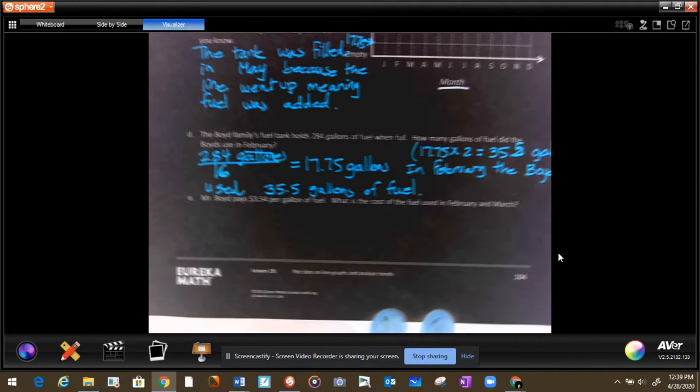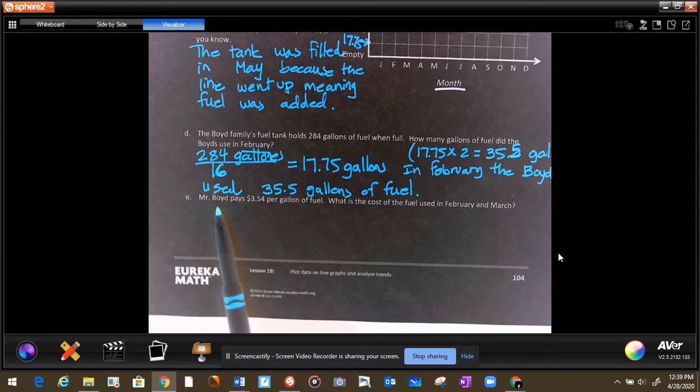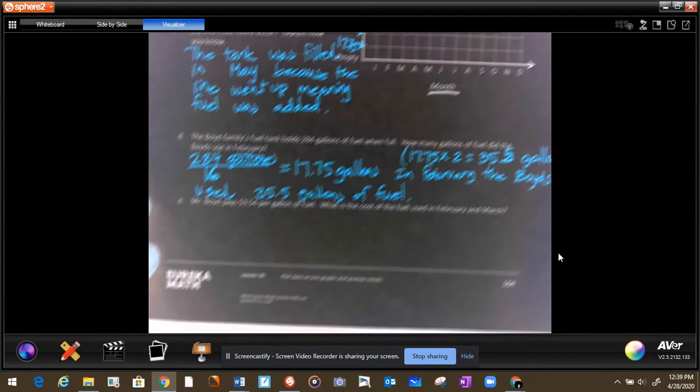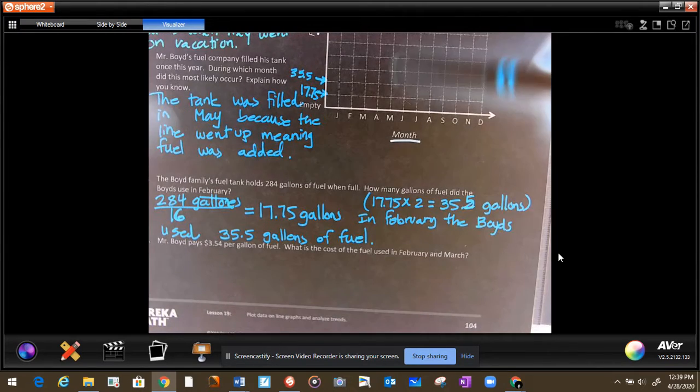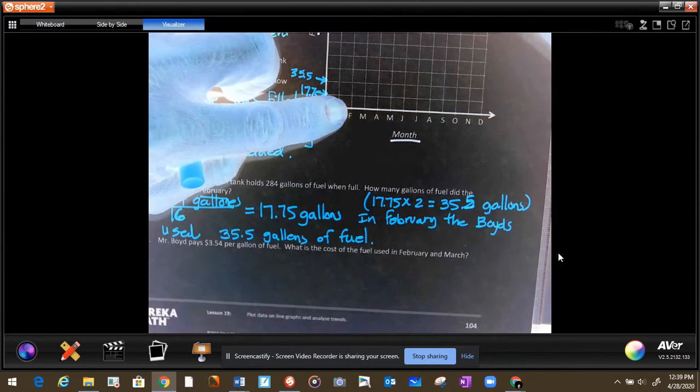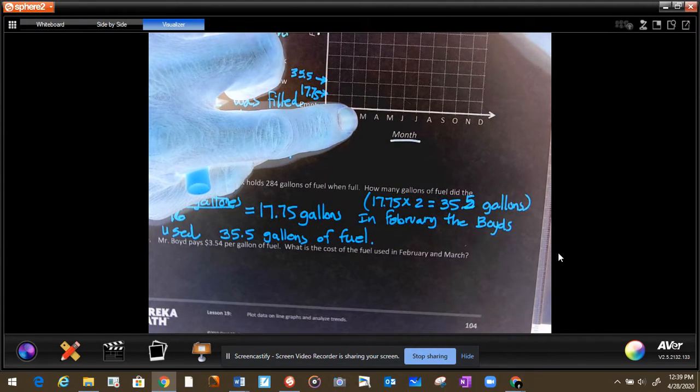All right, let's look at the last question, my friends. We're almost done here. Last question says, Mr. Boyd paid $3.54 per gallon of fuel. What is the cost of the fuel used in February and March? So for every gallon is $3.54. In February and March, they want us to see February and March. So February is right here. So in February, use 1 unit, 2 units, and then March is going to be another unit. So that's 3 units.